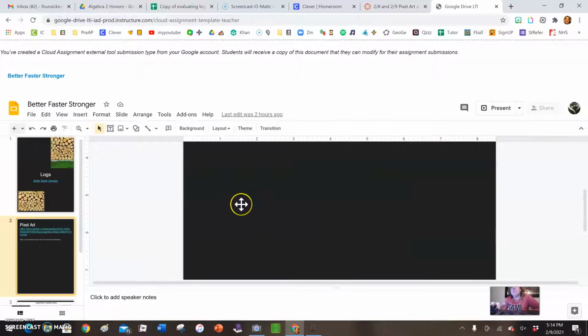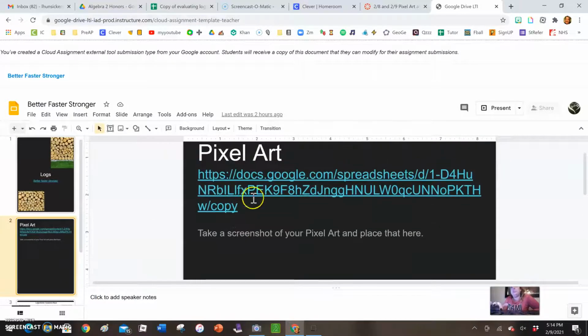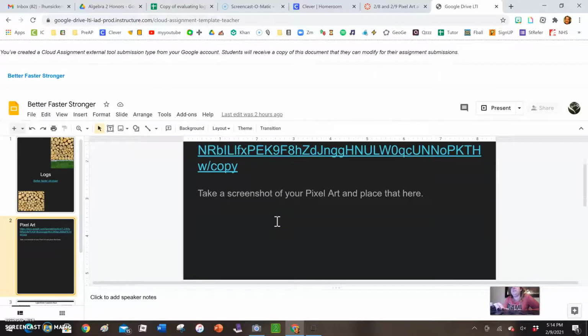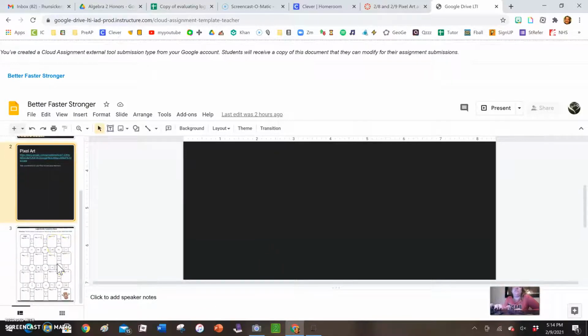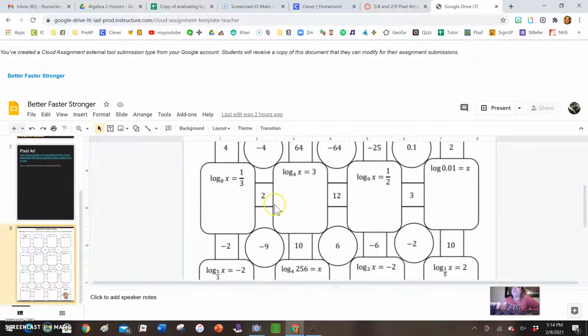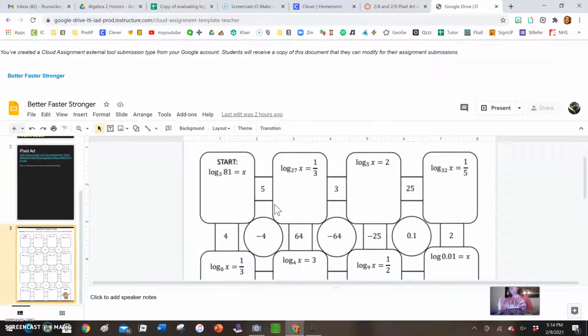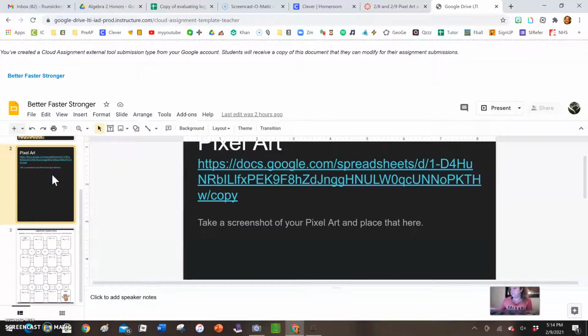But here's the pixel art page. What you're going to do is click this link, and it's going to make a copy for you. And when we're finished with the pixel art, you're going to take a picture or a screenshot and put that on this slide. When you get finished with that, we're going to do the maze, okay? And hopefully by the time you're done with the maze, you won't have to write any more of them down, okay? But let's go look at this pixel art and see what this looks like.